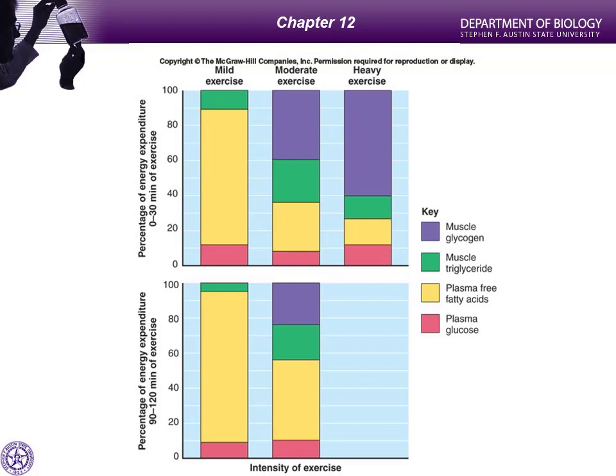Now, let's look at the bottom graphic. 90 to 120 minutes of activity. Notice we don't have the heavy exercise scale. You're not going to sprint for 2 hours, so that's not going to happen. But when you look at mild exercise over the course of that 90 to 120 minutes, what are you principally burning through? What fuel are you mostly using? This is going to be the fats in your serum. And even if you get to moderate exercise, you're really burning through that serum fatty acid.